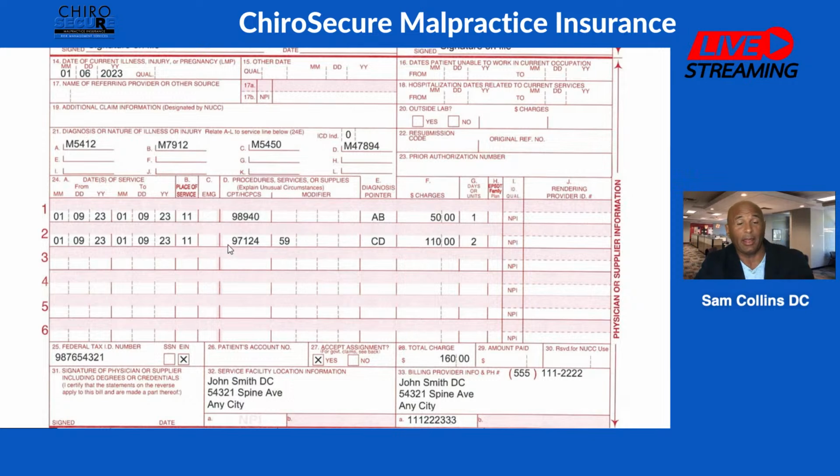97124, in our case, we're talking about manual therapy. We put 59 or XS and then indicate C and D. What are we indicating here? That the massage or manual therapy went to the lower back, completely separate areas, that would be payable. So before you start disputing, make sure, am I doing it right? When you send a claim, can someone see it's a separate area?